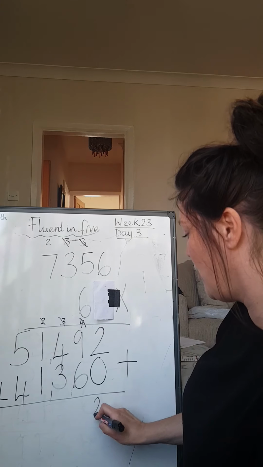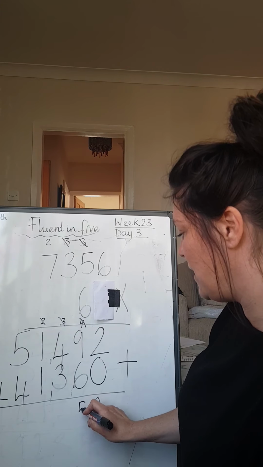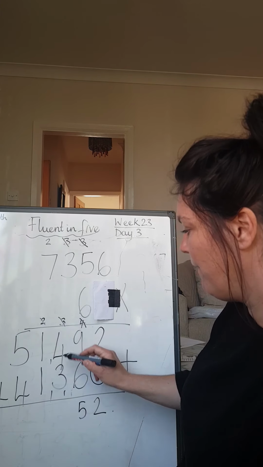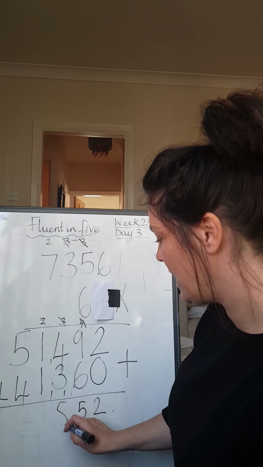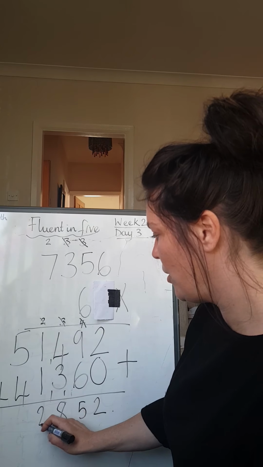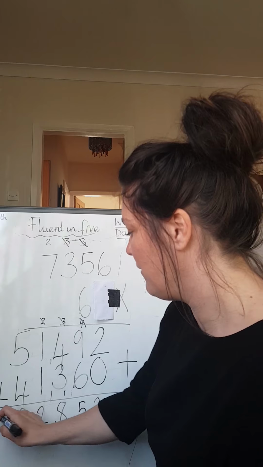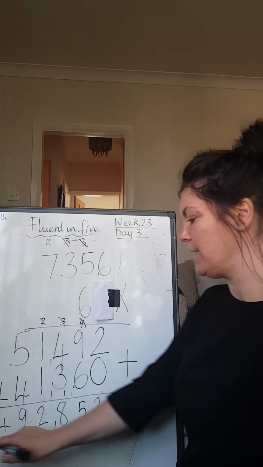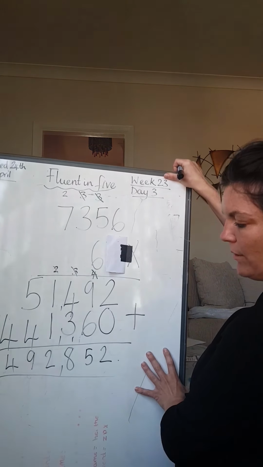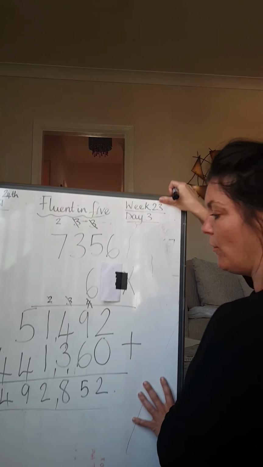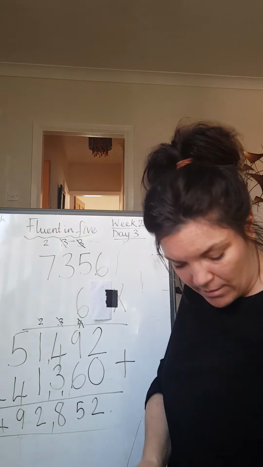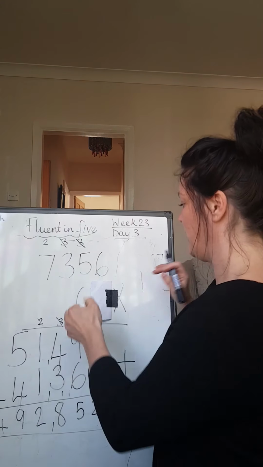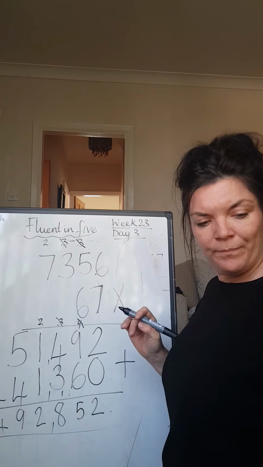2 add 0 is 2. 9 add 6 is 15. 5 in the box, 1 on the doorstep. 4 add 3 is 7. Add 1 is 8. 1 add 1 is 2. 5 add 4 is 9. And 4 on its own there at the end. The answer is 492,852 for 2 points. Well done if you got both marks there. You must be working really hard.